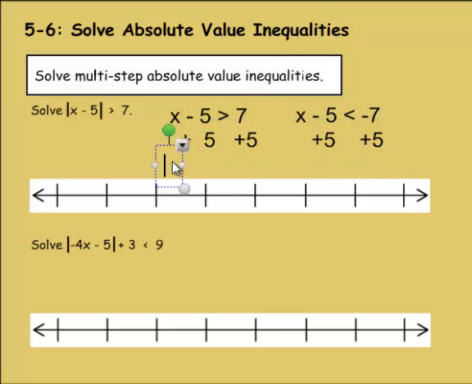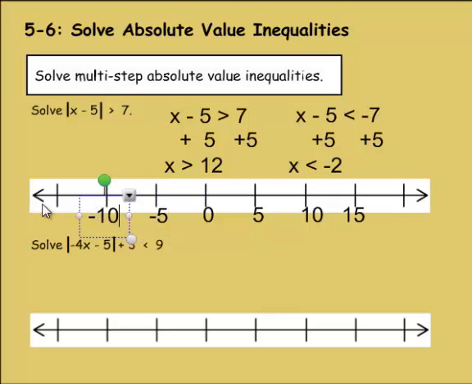And that would give us a couple answers. We'd have x is greater than 12, and then x is less than negative 2. So if we have zeros and we count by 5s here, we could plot these points. For x is greater than 12, we'd have an open circle and then an arrow going that way, and then x is less than negative 2, so we have an open circle at negative 2 and an arrow going the other way. So the x values have to be either smaller than this or greater than this to produce a larger absolute value than 7.